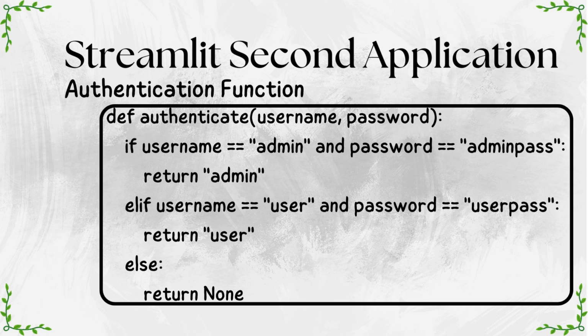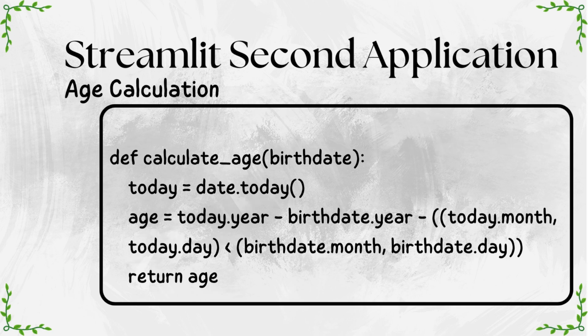We implement an authentication system where the authenticate function checks user credentials, returning their role, admin or user, or None if the credentials are incorrect. The calculate_age function takes the user's birth date and calculates their age based on the current date. We will use this function later in the user profile section of the app to display the user's age.